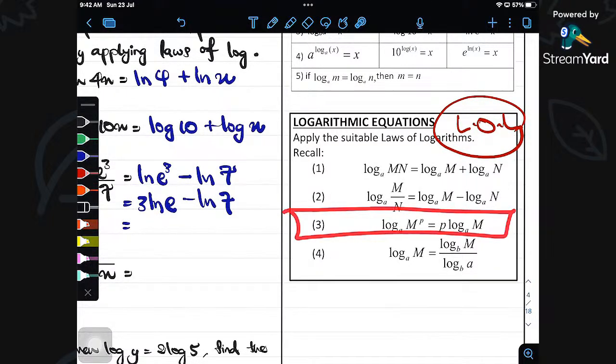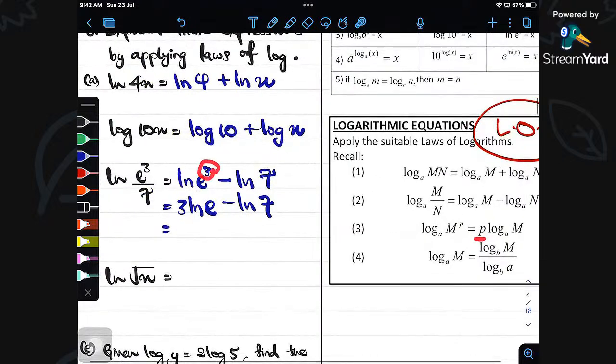Formula nombor 3 mengatakan bahawa when you have a power for the m here, you can bring it in front. Bawa dia ke depan, dia akan jadi di depan. So this is what I'm doing. The power, bring it to the front. It will become 3 ln e instead.